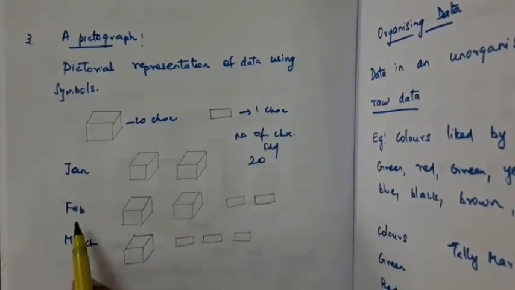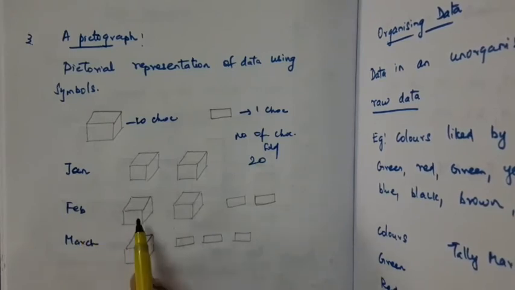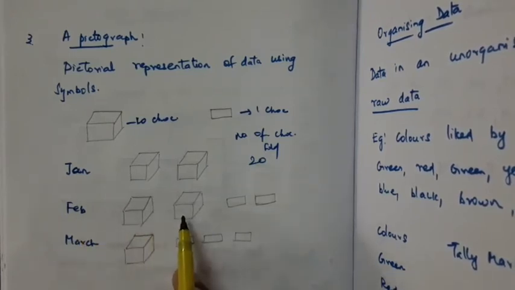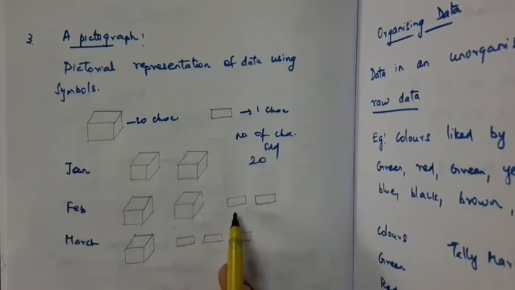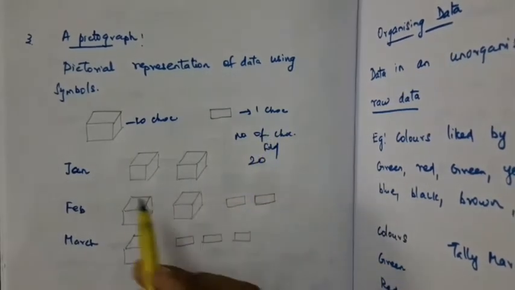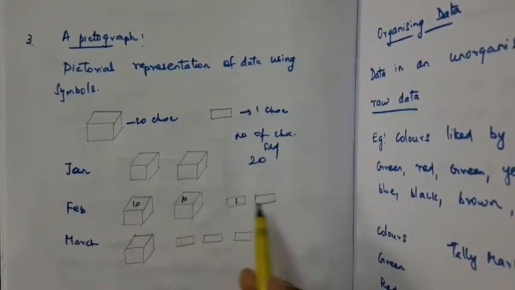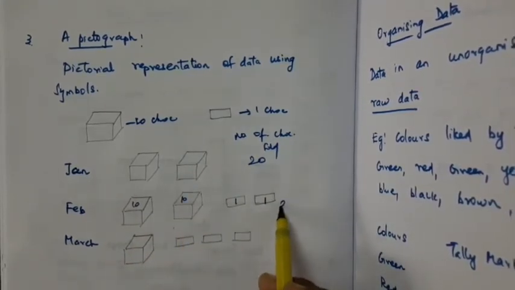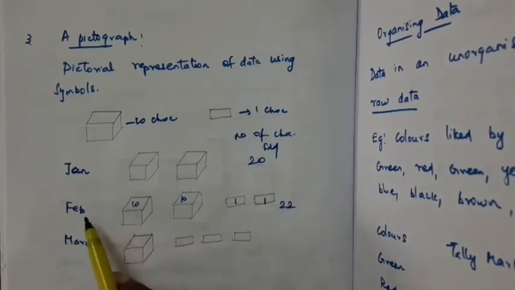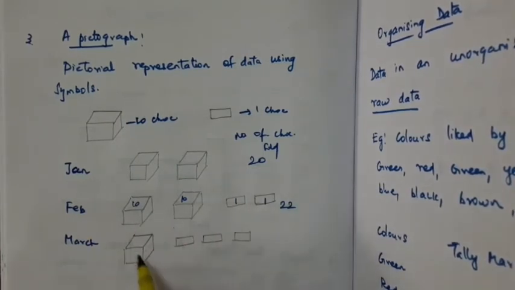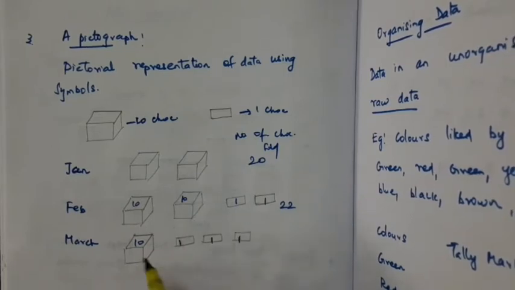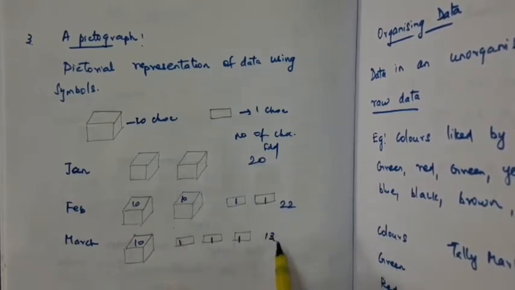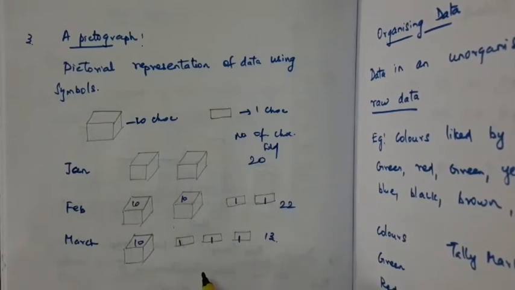Now we can see here in February, this is 10 chocolates and here it is 10 chocolates. Here is a symbol like this which shows 1 chocolate. So this is 10, this is 10, this is 1 and 1. So 22 chocolates were sold in the month of February. In March, this is 10, this is 1 and this is 1, 1: 10, 11, 12 and 13. 13 chocolates are sold in the month of March. You can have any symbol as you like. This pictorial representation of data using symbols is called a pictograph.